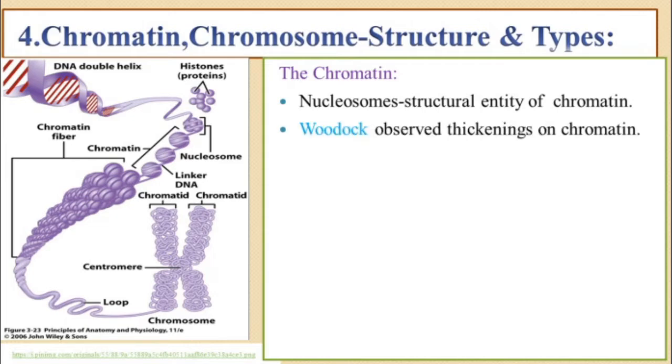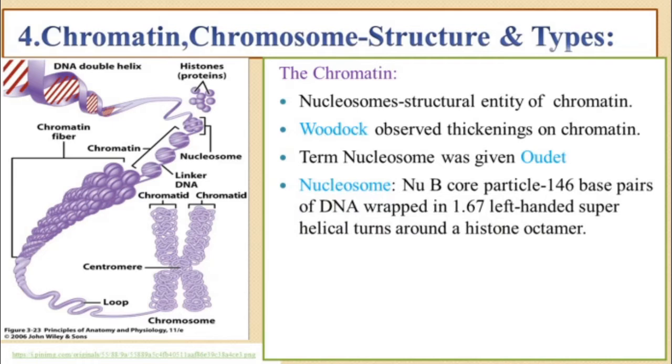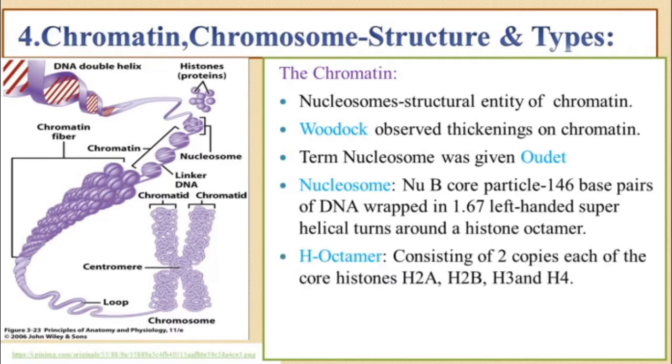Woodcock observed some thickenings on chromatin, and Olins named those thickenings nucleosomes. Nucleosomes are also known as nu bodies, and the nucleosome core particle is made up of 146 base pairs of DNA, deoxyribonucleic acid, wrapped around a histone octamer in nearly 1.67 left-handed superhelical turns. A histone octamer is made up of two copies each of the histone proteins H2A, H2B, H3 and H4.